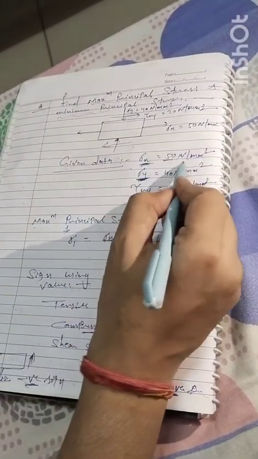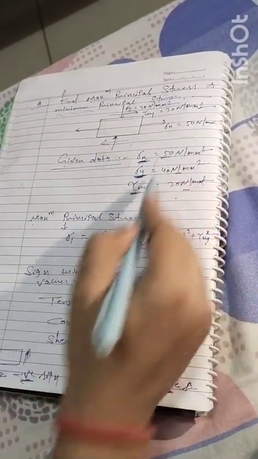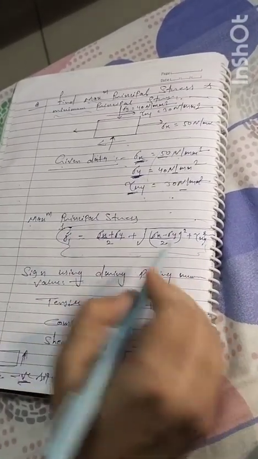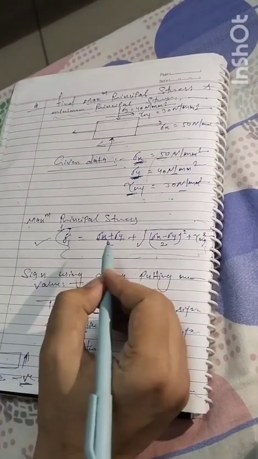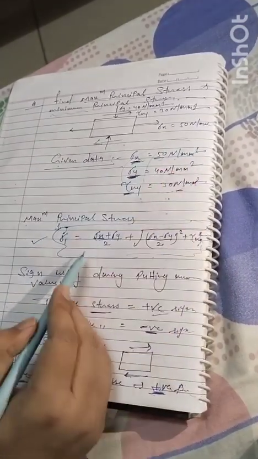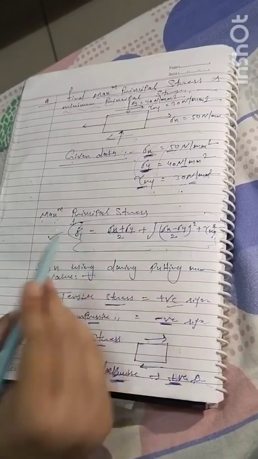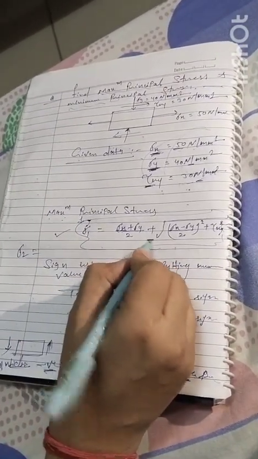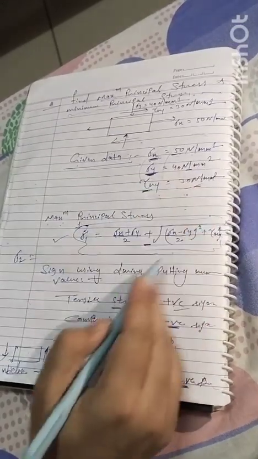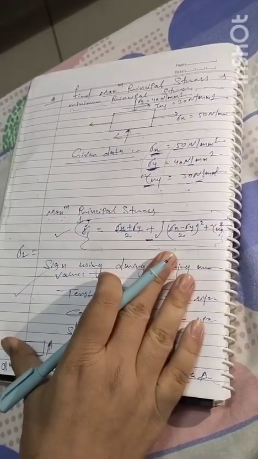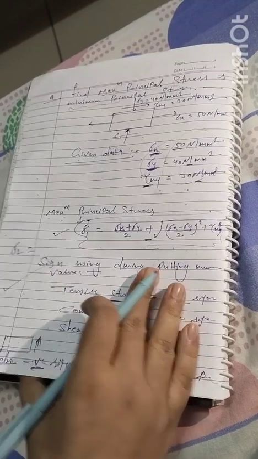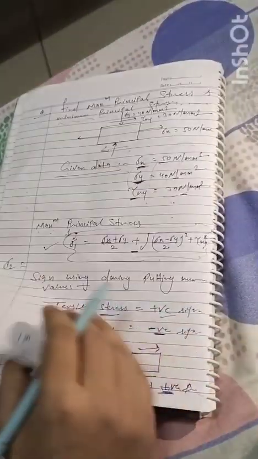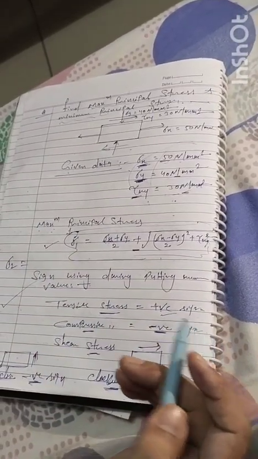So now the values are given to you. You just put all these values in the maximum principal stress formula and you will get the maximum principal stress. And you just put all the data in the formula of minimum principal stress, that is sigma 2. You just have to take minus there, put all the values and you will get the answer. The principal stress and maximum and minimum principal stress concept I have already discussed.